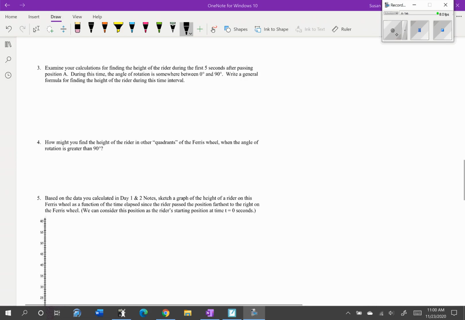So it says, examine your calculations for the height of the rider during the first 5 seconds after passing position A. During this time, the angle of rotation was somewhere between 0 and 90 degrees. Write a general formula for finding the height during this time.